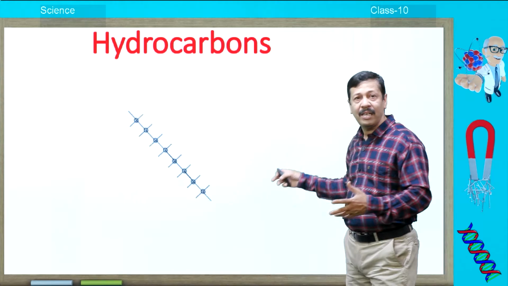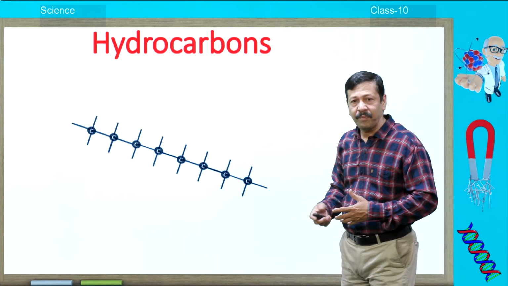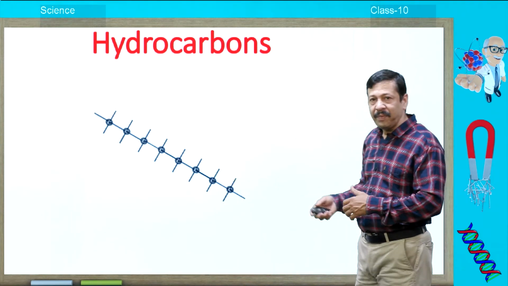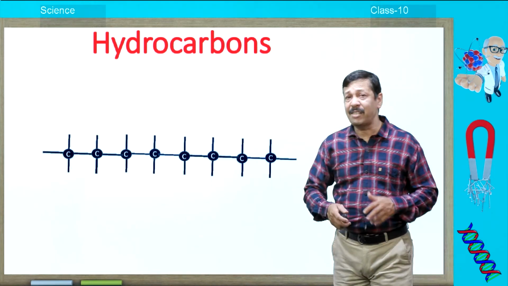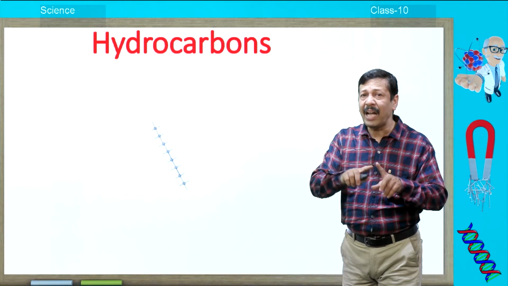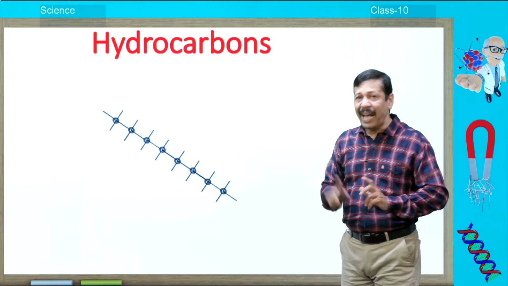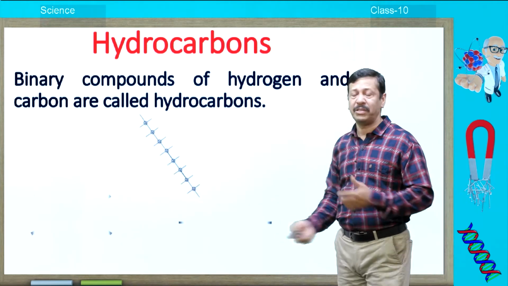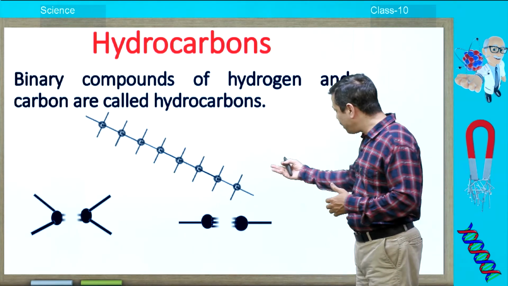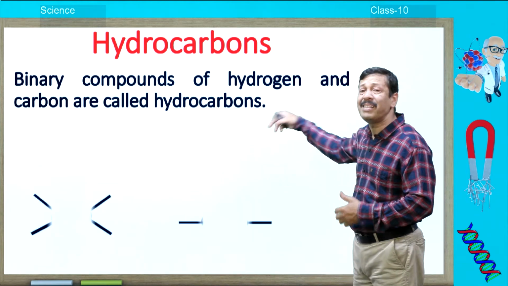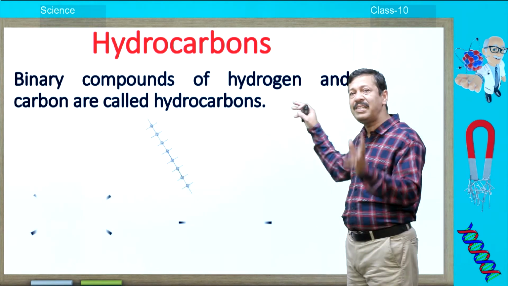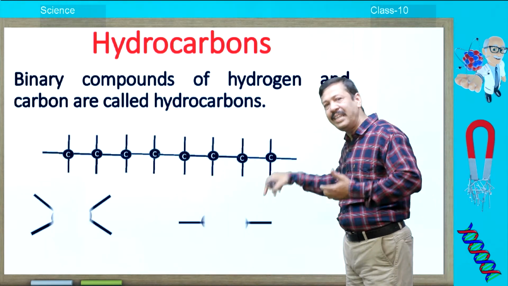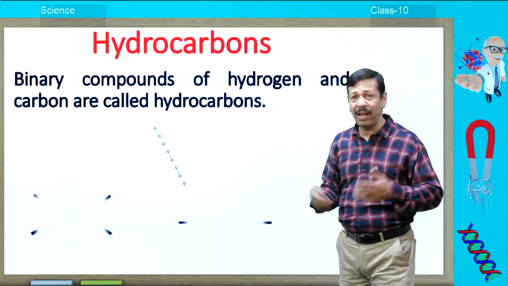Now let us see hydrocarbons. What are you seeing? This is the hydrocarbon. This compound is formed by only hydrogen and carbon. Hence the binary compounds of hydrogen and carbon are called hydrocarbons. Here you are seeing double bond, triple bond and single bonds. All these are hydrocarbons only. That means alkane, alkene, alkynes are examples for hydrocarbons.